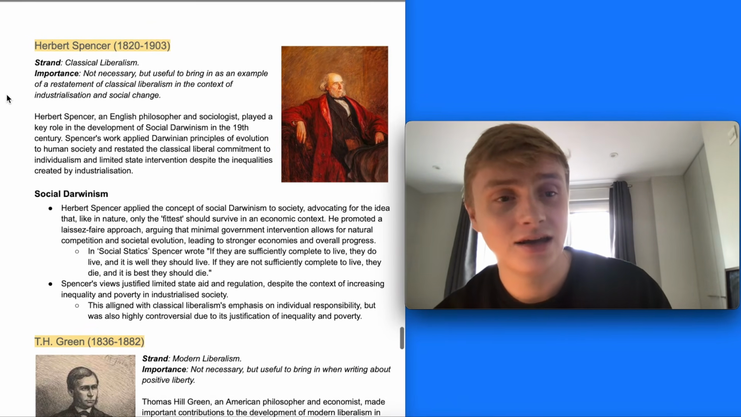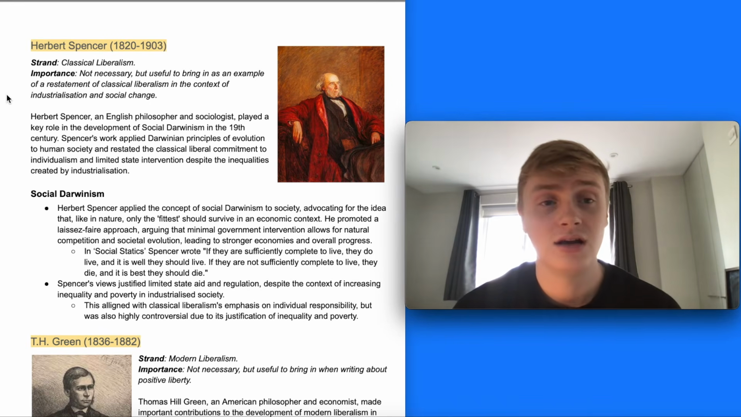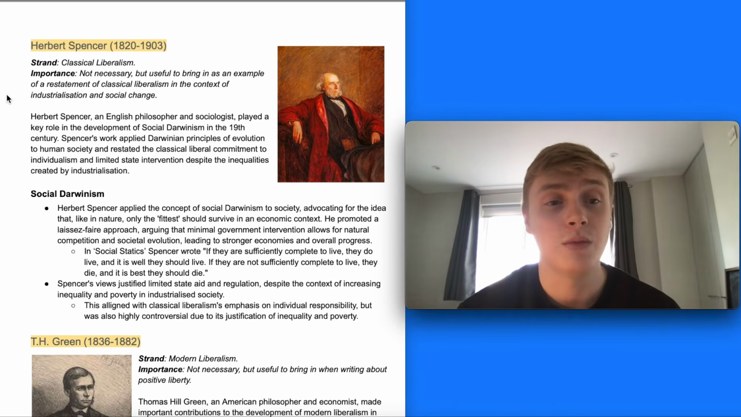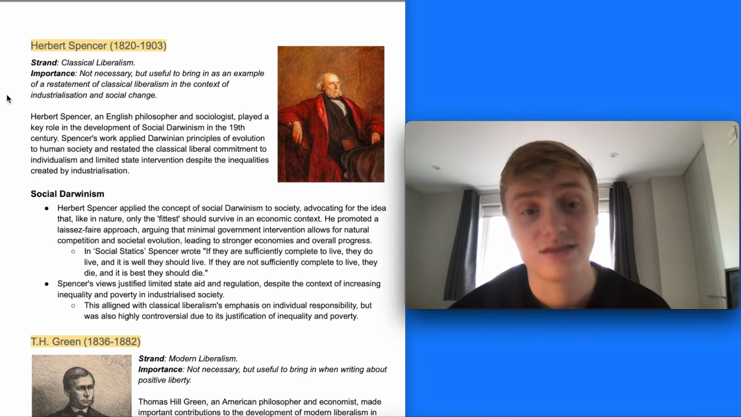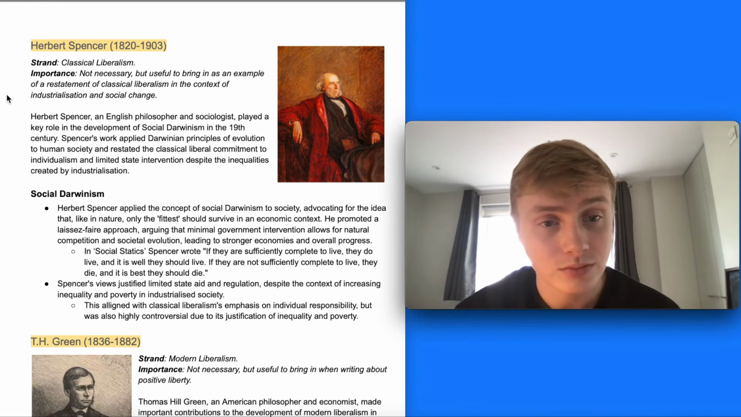Herbert Spencer, again, can be seen as restating these classical liberal views in the context of industrialization with his concept of social Darwinism, which advocated the idea that, like in nature, only the fittest should survive in an economic context. So he promoted a laissez-faire approach, arguing that minimal government intervention allows for natural competition and societal evolution, leading to stronger economies and overall progress.